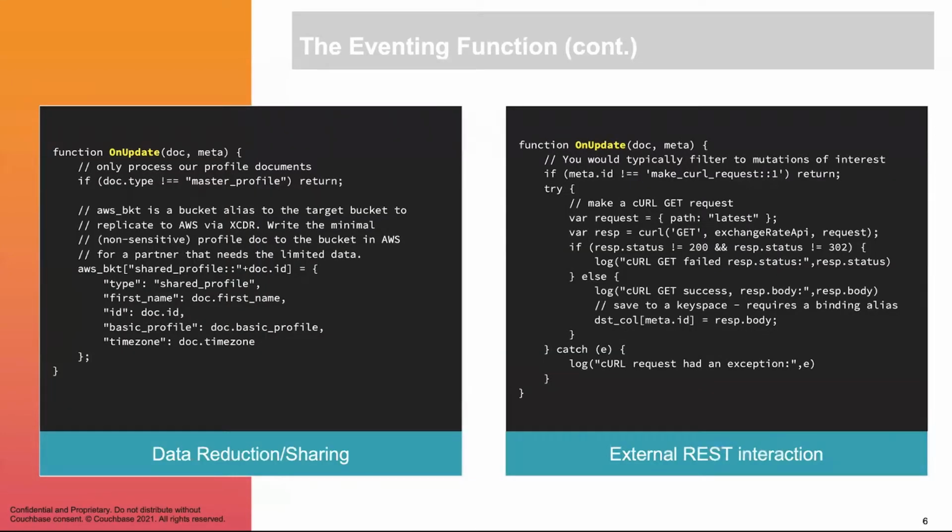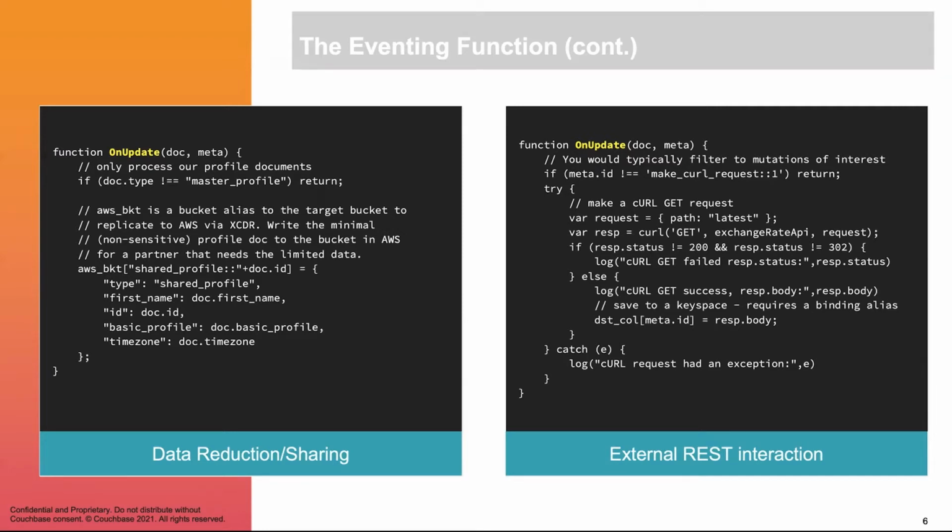Here's a couple more eventing functions. The one on the left, data reduction and sharing. Say you wanted to share a user profile with a business partner. This will strip out sensitive data and only give a couple of pieces of a user profile and write it into a bucket, which we might use XDCR to stream across to a cloud service, another Couchbase server that the partner uses. This is kind of an elegant, very short function.